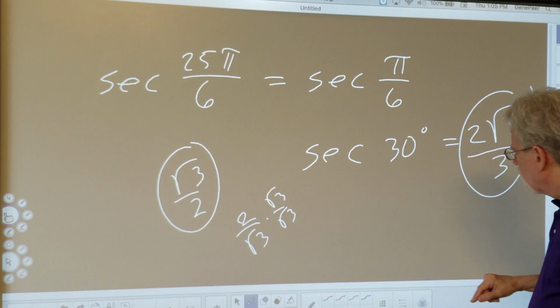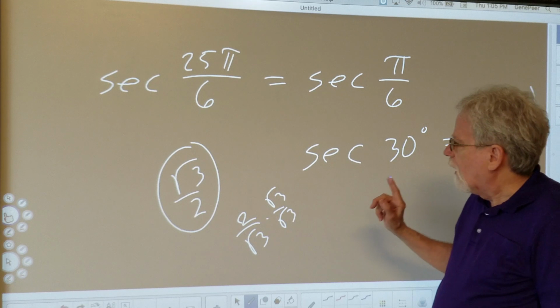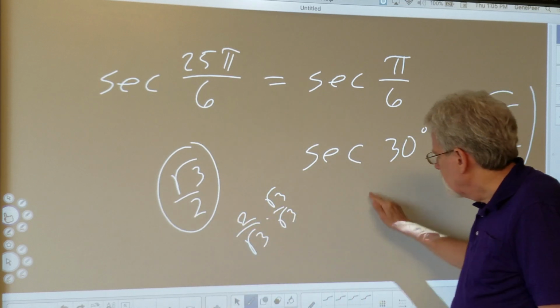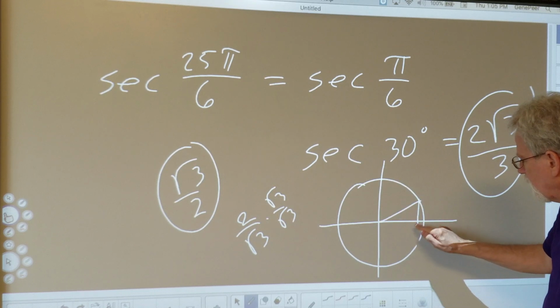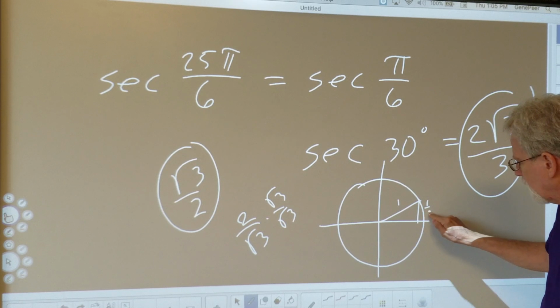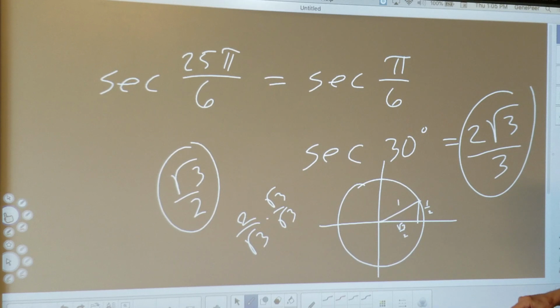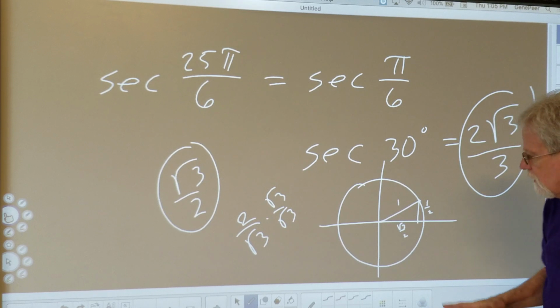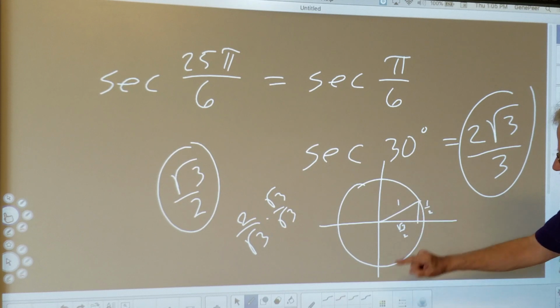We finished that so quickly, I'm tempted to review once again why the cosine of 30 is that. So let's take a quick look at the unit circle. We've got 30 degrees here, that's 1, that's 1/2, that's square root of 3 over 2. And so cosine, being adjacent over hypotenuse, is square root of 3 over 2 over 1.